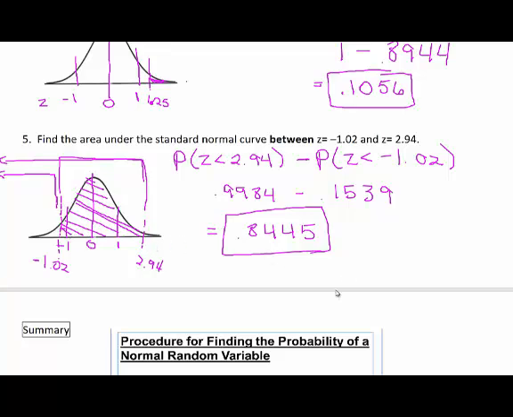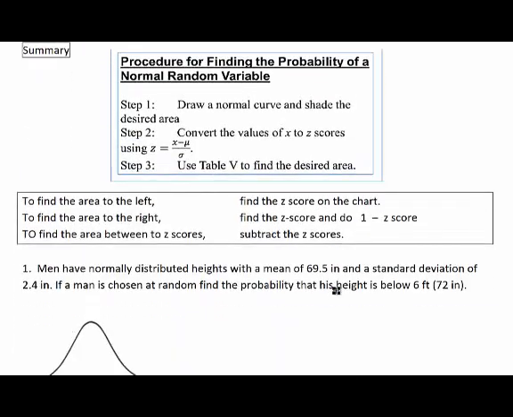Okay, so here's the summary. First thing you're going to do is draw your normal curve, shade whatever area they're asking you for. You're going to convert your raw data into Z data, and then find those boundary lines, and then you're going to use the Z table to find your desired area.